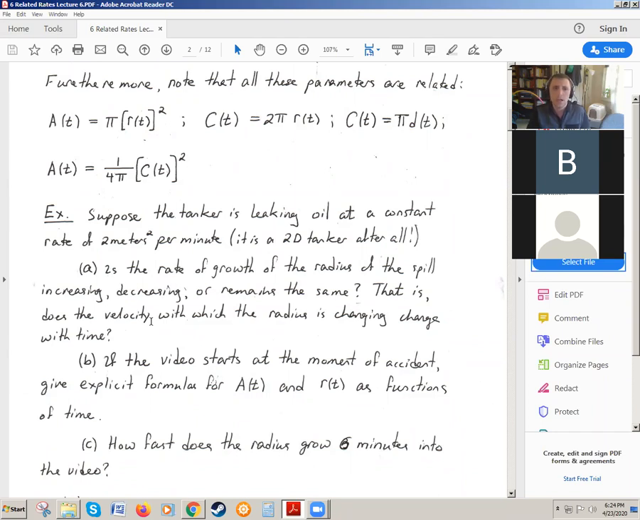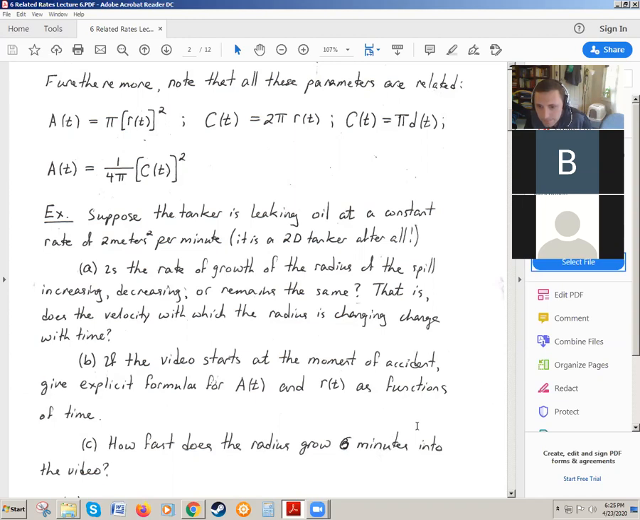So the first question is: is the rate of growth of the radius increasing, decreasing, or does it remain the same? First of all, as the area is growing, I spill more and more, you can all imagine that the radius is becoming longer. But the question is, is it becoming longer faster, or slower, or at the same speed? In other words, imagine that you're Jason Statham, running away from this radius of expanding oil. How fast must he be running to keep his distance to the outer ring fixed?